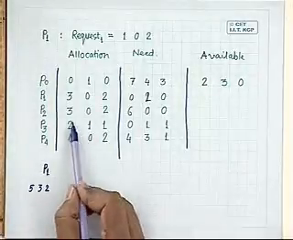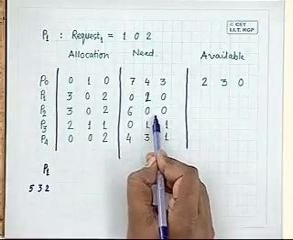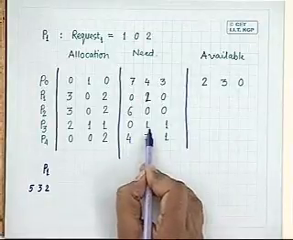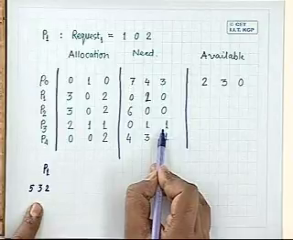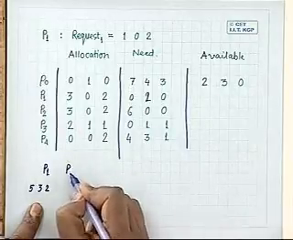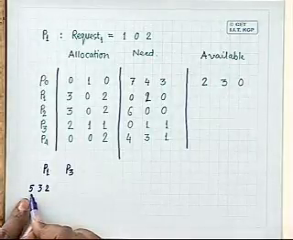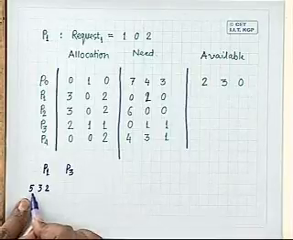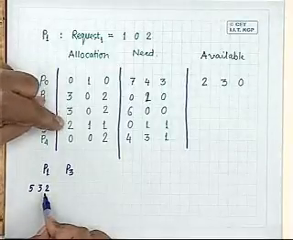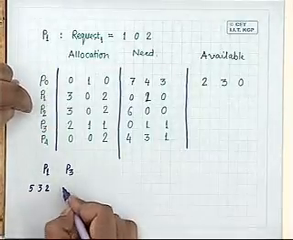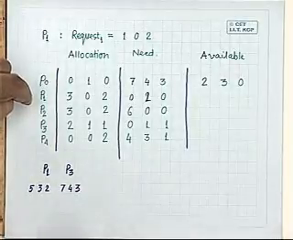Coming to process P2, the future need is 6, 0, 0, which cannot be met. Coming to process P3, the future need is 0, 1, 1, which is less than or equal to 5, 3, 2. So process P3 can also complete. On completion, the available resources will be 5, 3, 2 plus the resources allocated to process P3, that is 2, 1, 1. So the available resources will be 7, 4, 3 after P3 is complete.